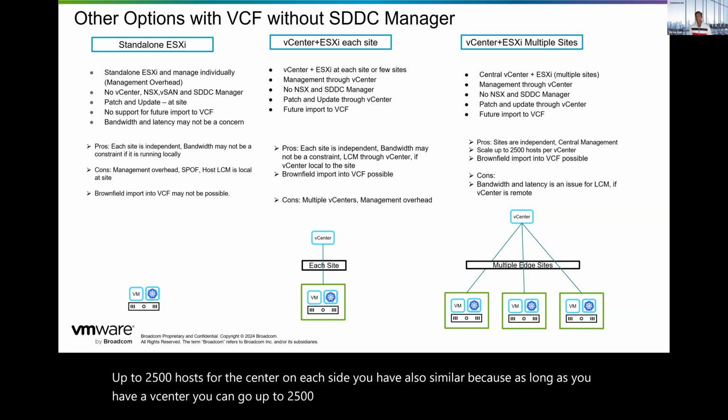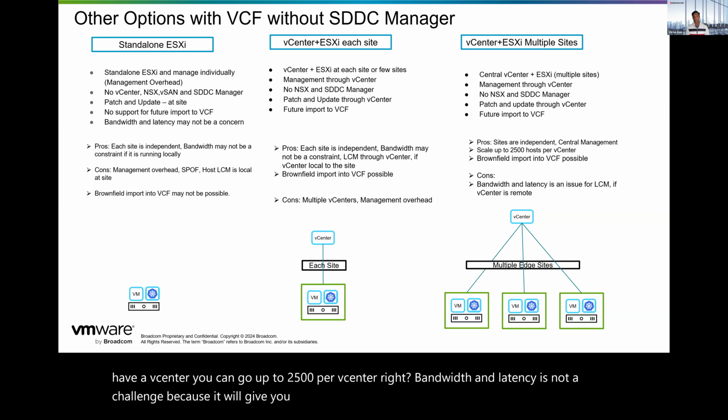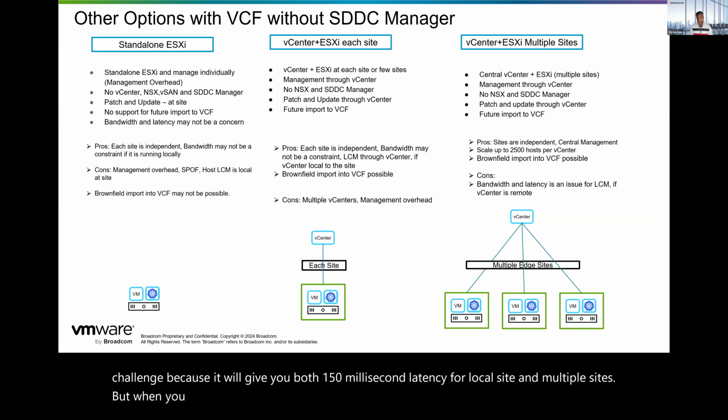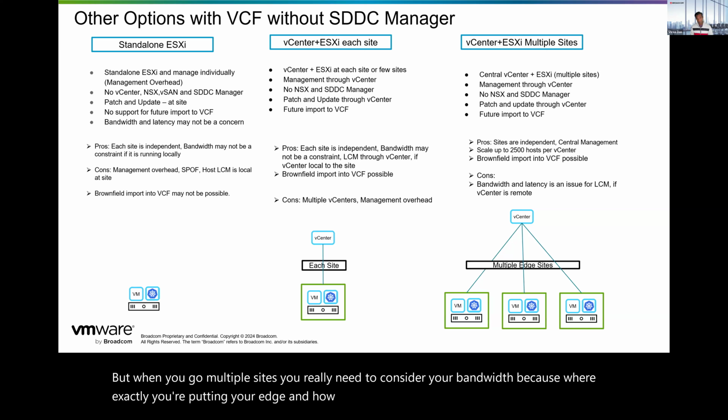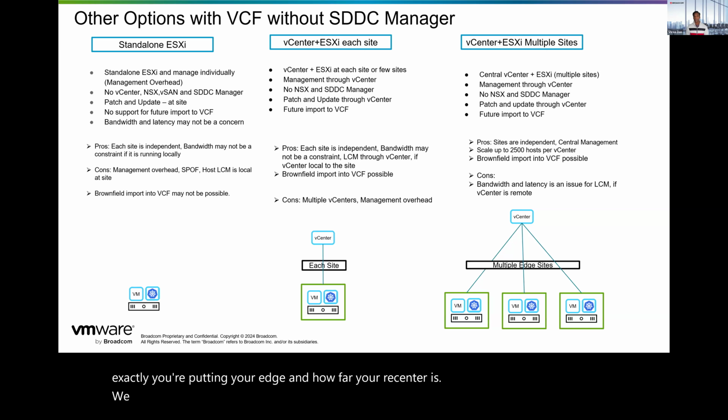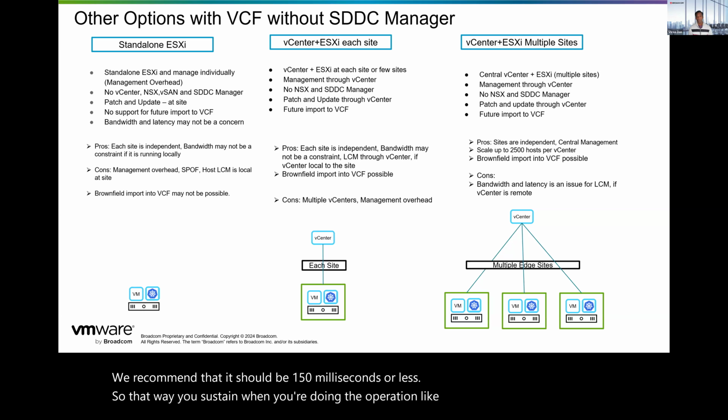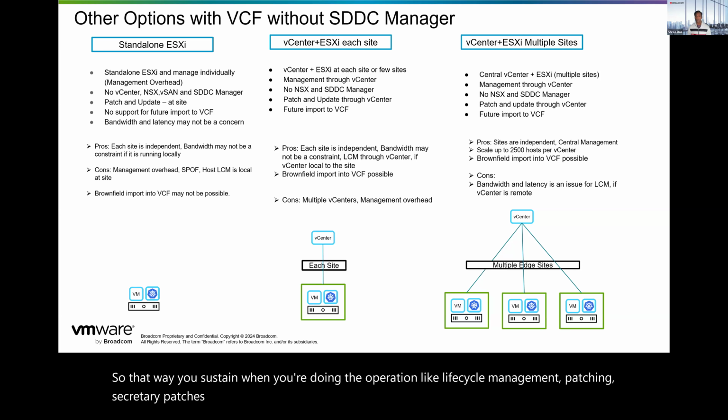Bandwidth and latency is not a challenge because it will give you 150 millisecond latency for a local site and multiple sites. But when you go to multiple sites, you really need to consider your bandwidth, because of where exactly you're putting your edge and how far your vCenter is. We recommend that it should be 150 milliseconds or less. That way you sustain operations like lifecycle management, patching, segregated patches, adding a cluster, and deleting a cluster. Those operations need to happen through vCenter.